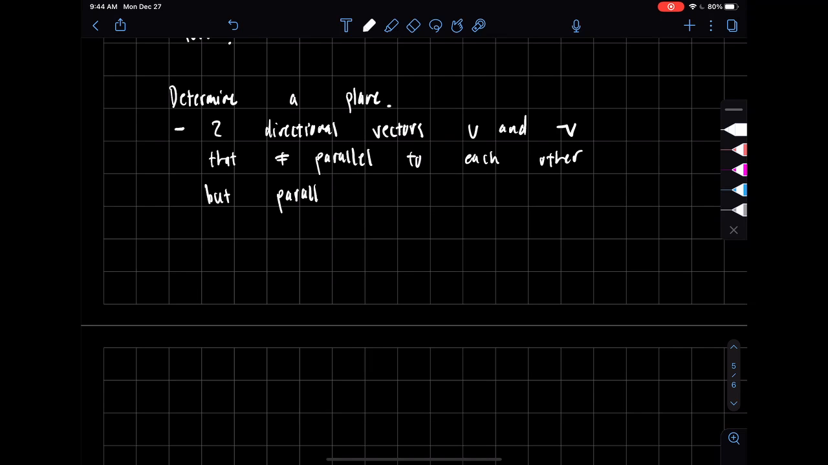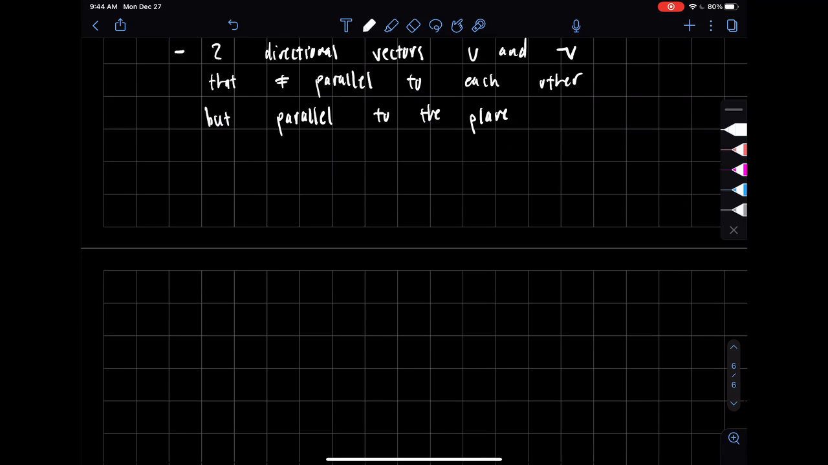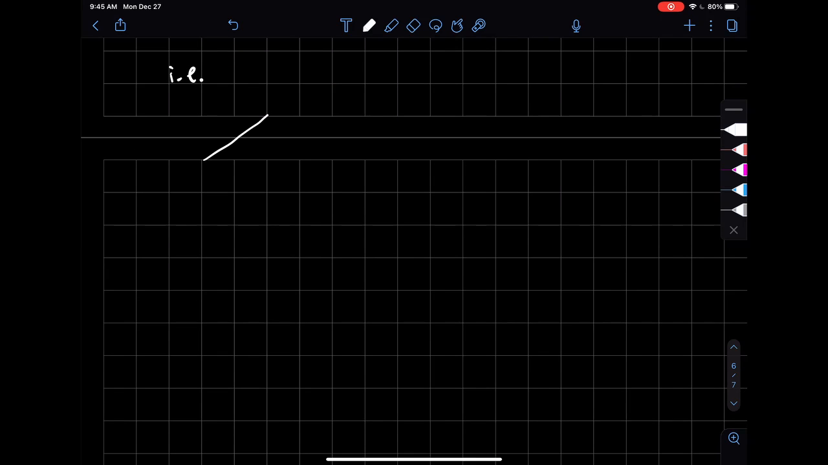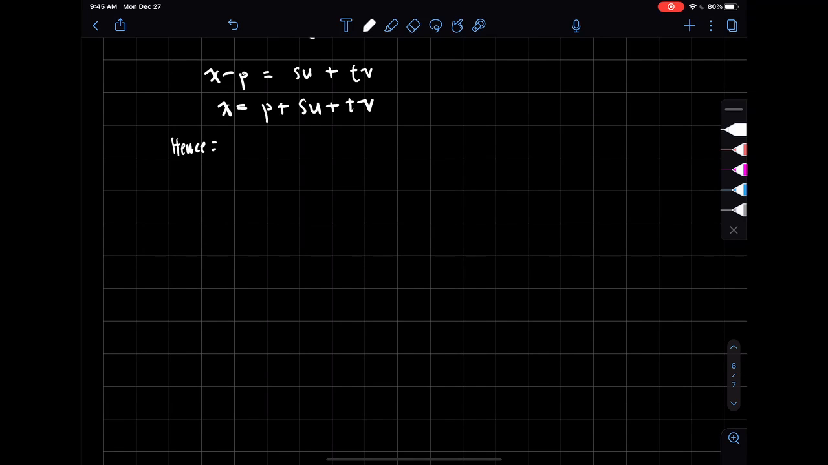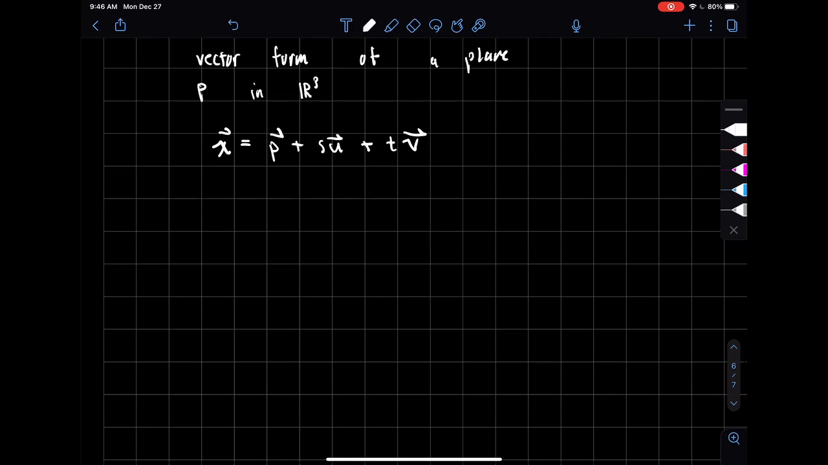Right now I'll draw an illustration of what we are looking at. This is a plane, and we have a point p on the plane, the directional vectors v and u, and we have another point, x. Then we can see that x minus p equals su plus tv, which gives us x equals p plus su plus tv. We also have to remember that u and v are directional vectors. Hence, the vector form of a plane P in R3 is x equals p plus su plus tv, where p is a point on P and u and v are directional vectors.